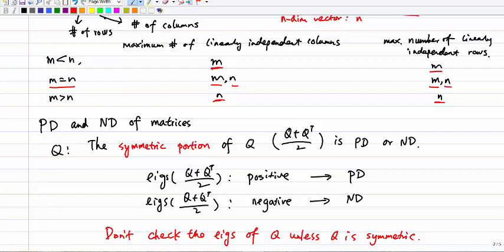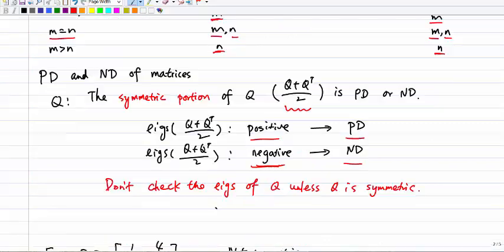In other words, first compute the symmetrical portion if the matrix is not symmetric, and then check the eigenvalues of the symmetrical portion. If they are all positive, it is positive definite. If the eigenvalues of the symmetrical portion of Q are all negative, it is negative definite. If some are positive and some negative, it is indefinite: not positive definite and not negative definite.